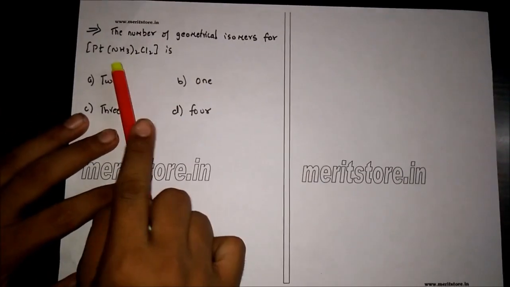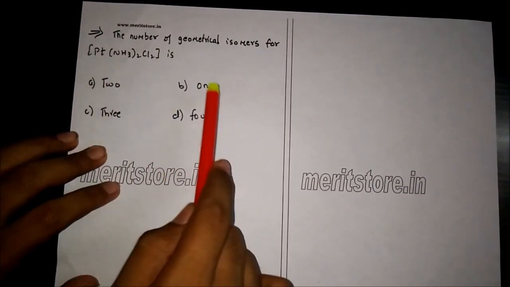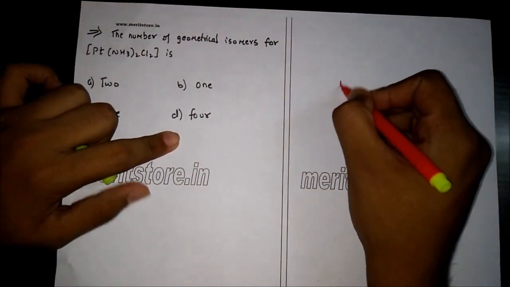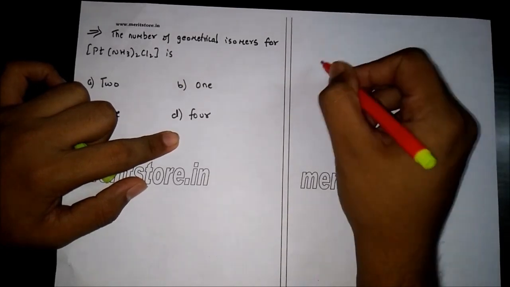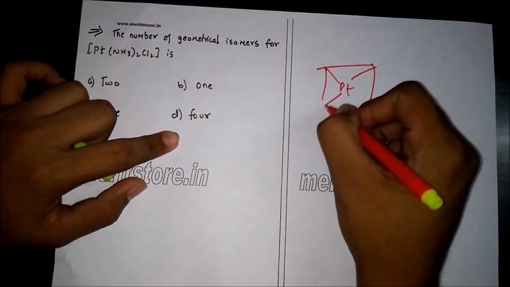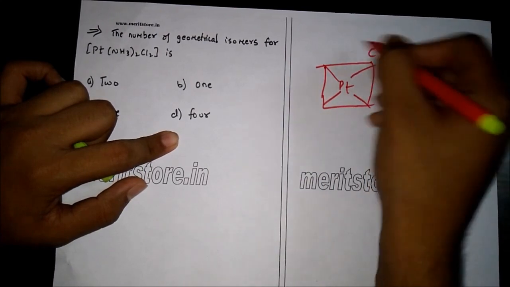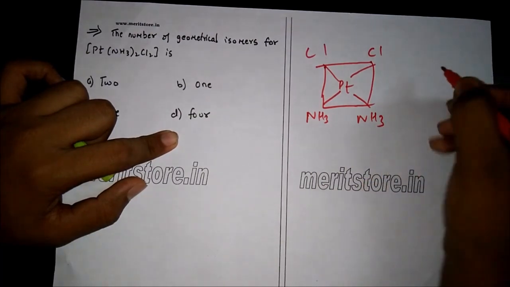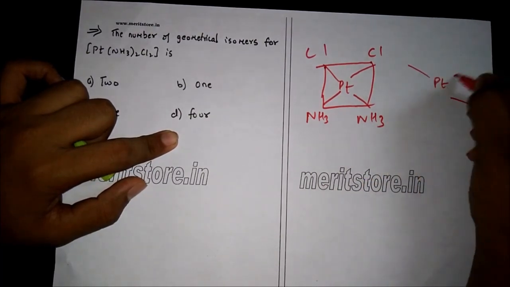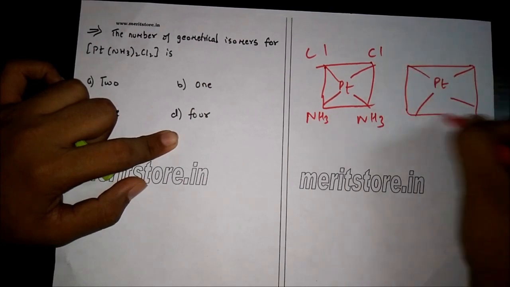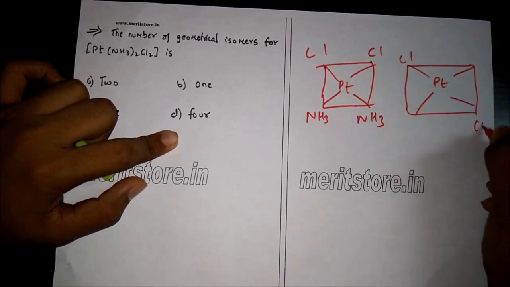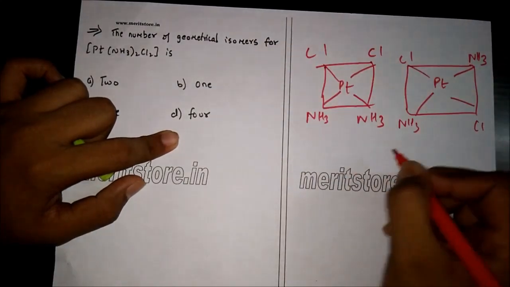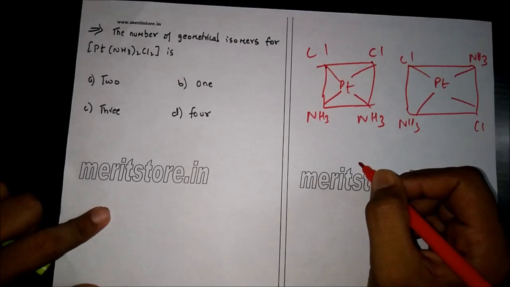The number of geometric isomers for [Pt(NH3)2Cl2] is A. 2, B. 1, C. 3, and D. 4. Now the cis isomer for this will be Pt with Cl here, NH3 and NH3, and it will also have a trans form with Pt, with Cl on opposite sides and NH3 on opposite sides. So these are the two geometrical isomers which are possible for this. Therefore the correct answer here will be option A, 2.